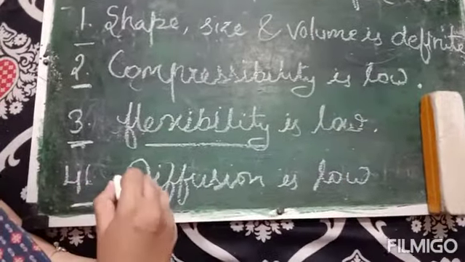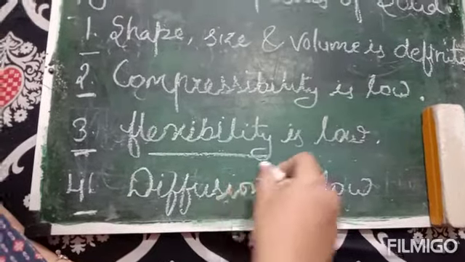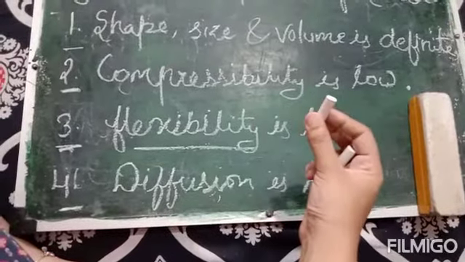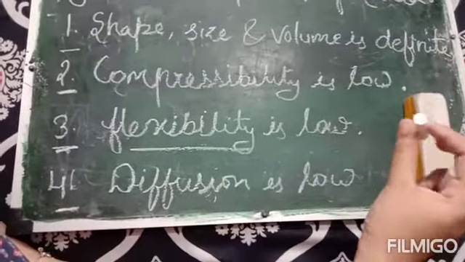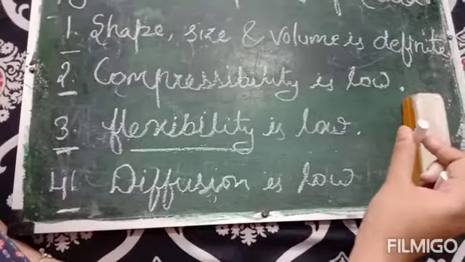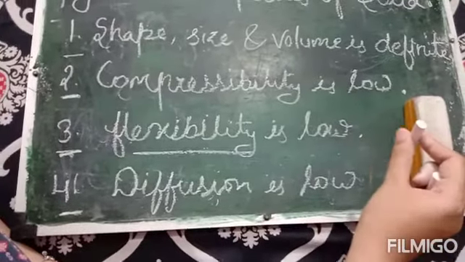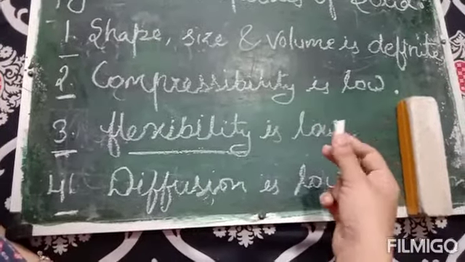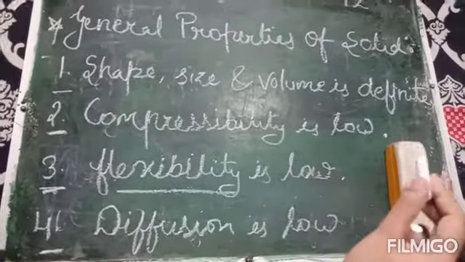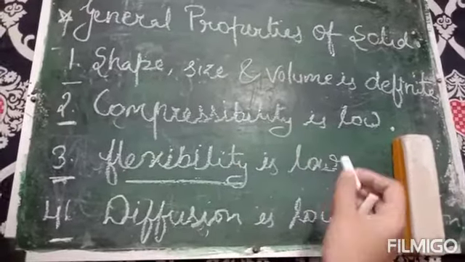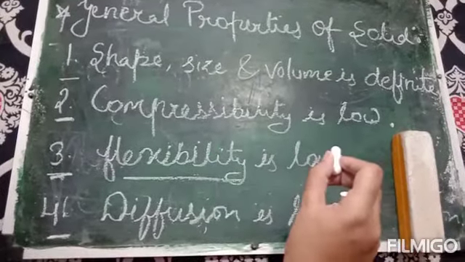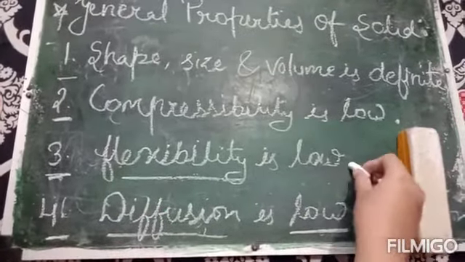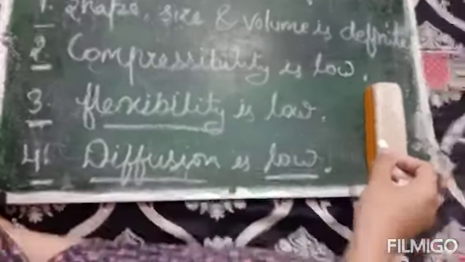Fourth point is diffusion. Diffusion property. What is diffusion? Like if we light an incense stick or we spray perfume in the room, its fragrance is all around in the room. But what is the perfume? Perfume is in the gas state of matter. So solids are not diffusible. So the diffusion is low in solids and high in the gaseous state.